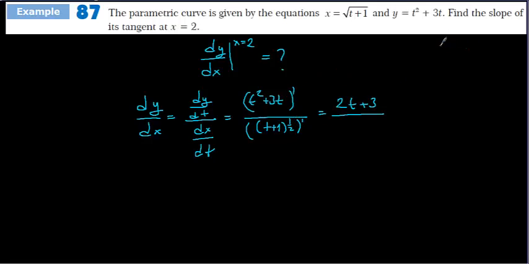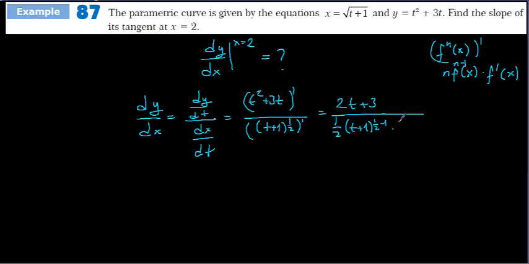If we have the power, f to the power of n of x, by using the chain rule, the derivative is n times f(x) to the power of n minus 1 times f derivative of x. It should be the same here. The power 1 over 2 comes in front, and I should decrease the power, t plus 1 to the power of 1 over 2 minus 1, then times the derivative of t plus 1, which is equal to 1.